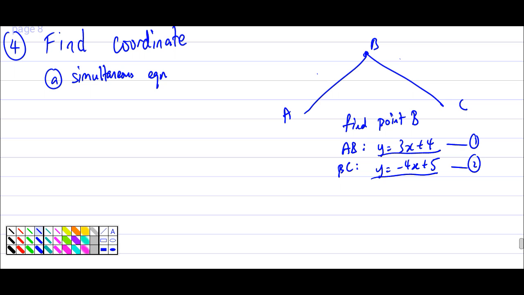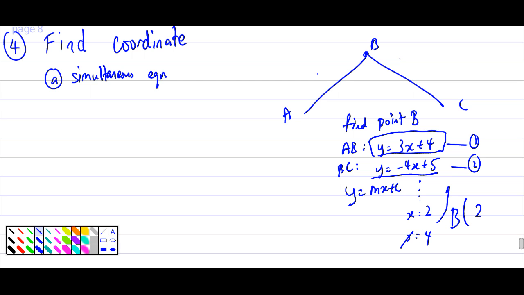Anyhow one number. So this is not using the coordinate, this is using the line equation, y equals mx plus c. You understand? So I sub in, I solve, x equals 2. I sub back, solve, y equals 4. What does it mean? B is (2, 4). Like that. This is what it means by simultaneous equation to find coordinate.